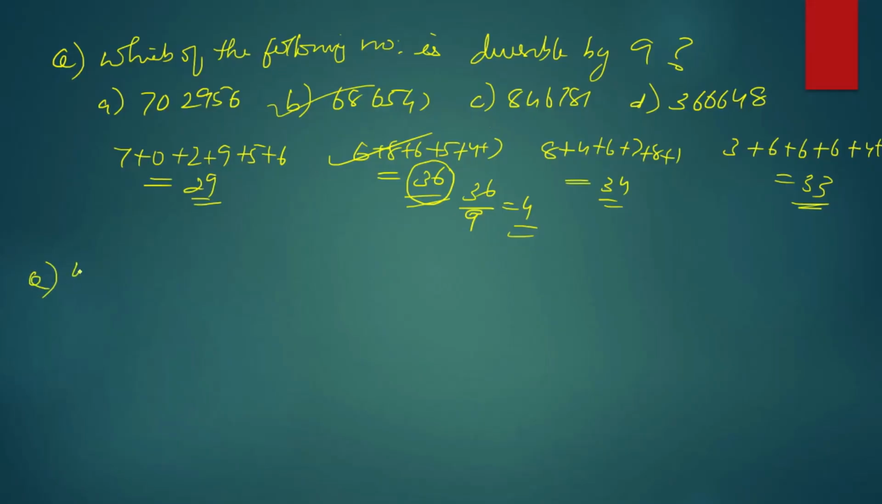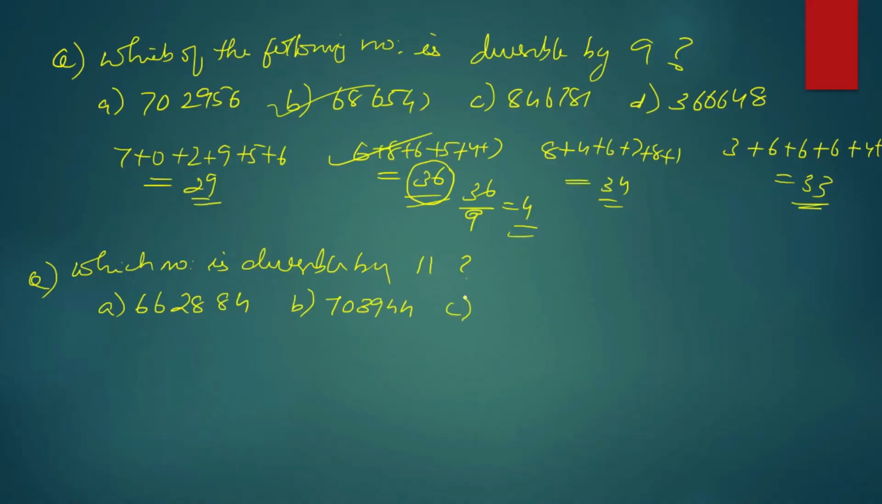The next question is, which number is divisible by 11? Okay. Which of the numbers is divisible by 11? Options are A 662884, B 703944, C 862543, D 168399. Okay, what is the divisibility rule of 11?